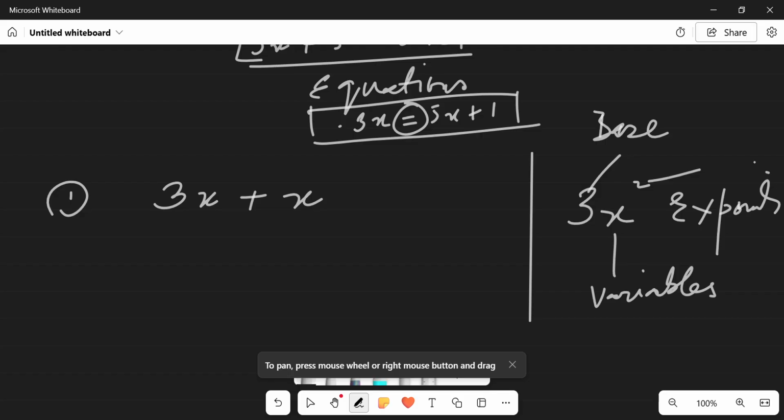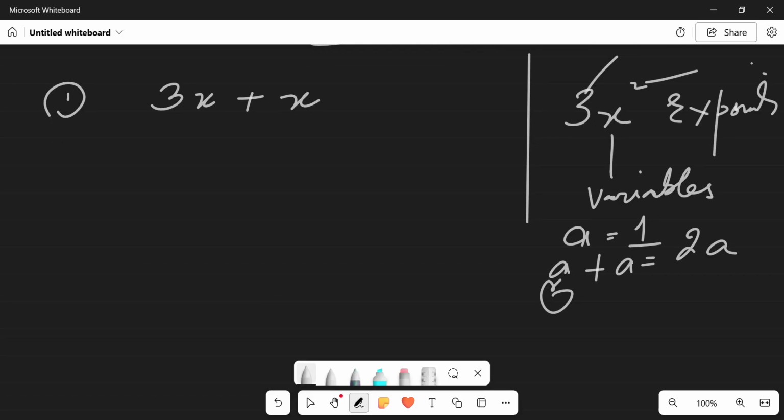So here in this question, we have 3x plus x. x means 1x, right? Every variable's coefficient is 1. If it's written a, it means 1a. If it's written a plus a, it gives you 2a. Assume that this a is the initial of apple, plus another apple. So it gives you 2 apples. We cannot say 2 apples in algebra, so we use a for apple: a plus a is 2a.